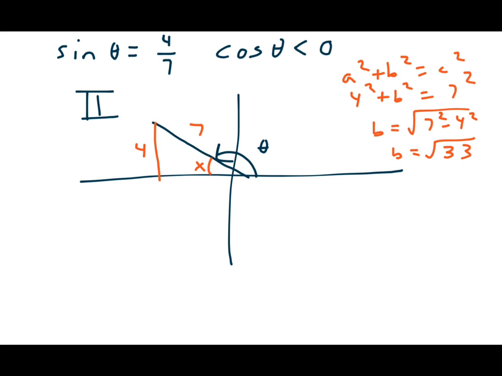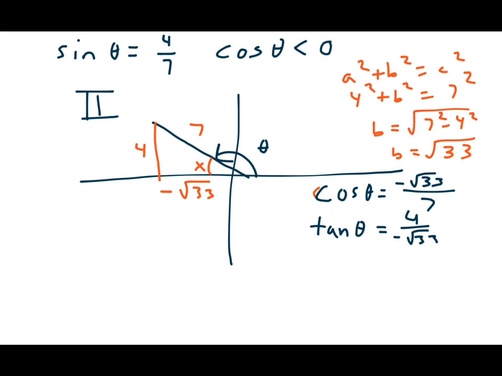Okay, so this is the square root of 33, but you see that we're moving in that direction. That makes that negative because it's going to the left. So that's your adjacent side. So if you want to find all the other trig functions, we already have sine, cosine of theta is adjacent over hypotenuse. Tangent is opposite over adjacent. That's 4 over the negative square root of 33.